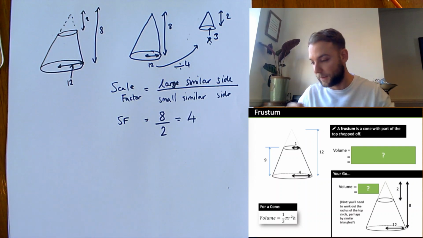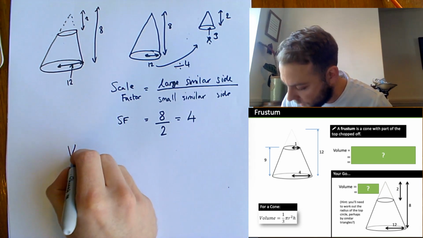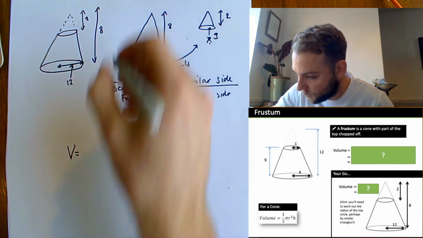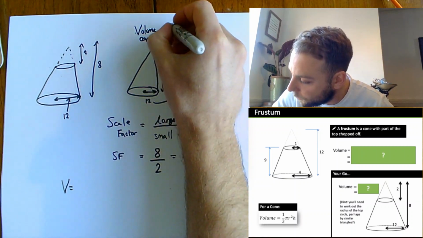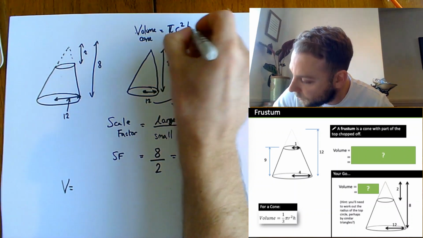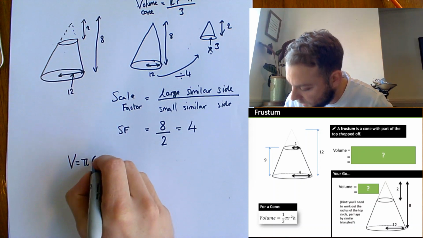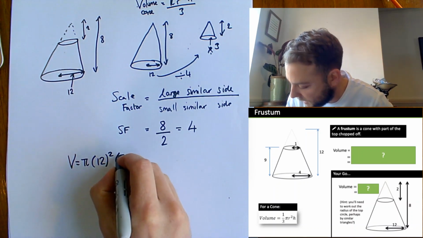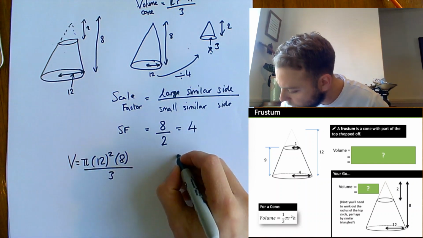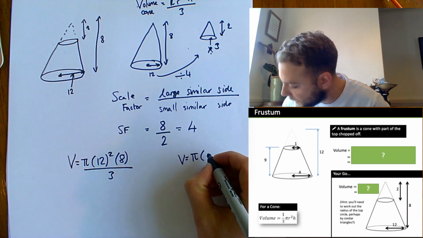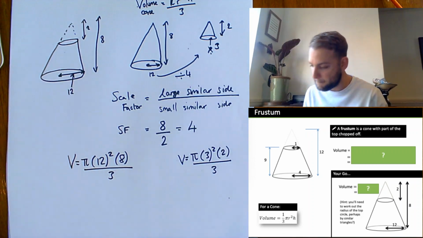Now we just do exactly the same. So, with this one here, we work out the volume of this one. So the volume is equal to, let's write down what the volume is. Volume of a cone is equal to pi r squared h divided by 3. In this case, pi times 12 squared times 8, all divided by 3. This smaller one, volume is equal to pi times 3 squared times 2, all divided by 3.